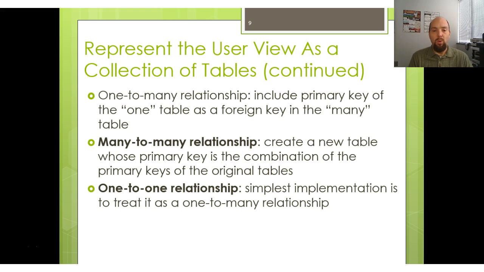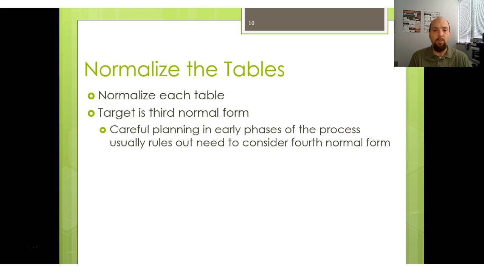What we do not want is what's called a many-to-many relationship. We want to try to stay away from any of the relationships where many of the records in one table could be related to many of the records in another table. We'll get more into that in just a few minutes. We want to go through and normalize all the tables. Our target is third normal form.